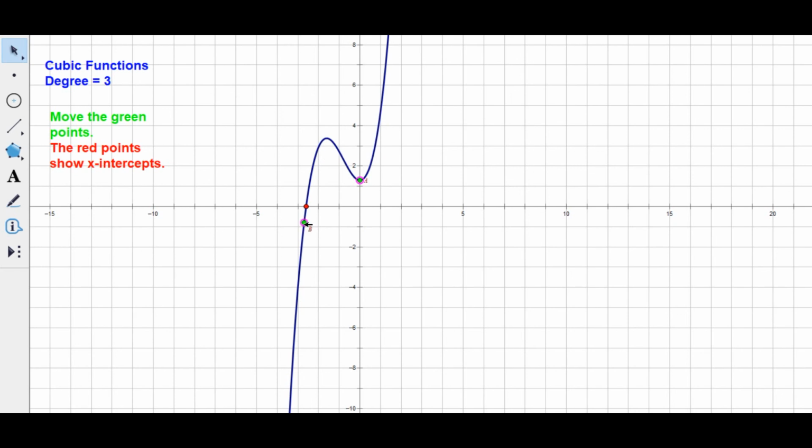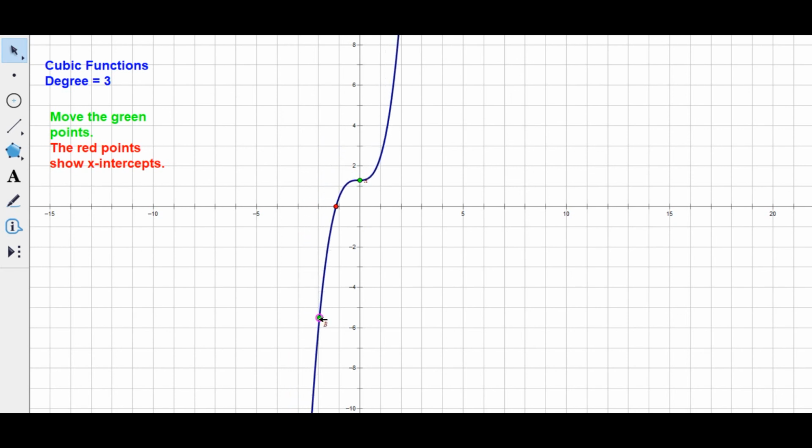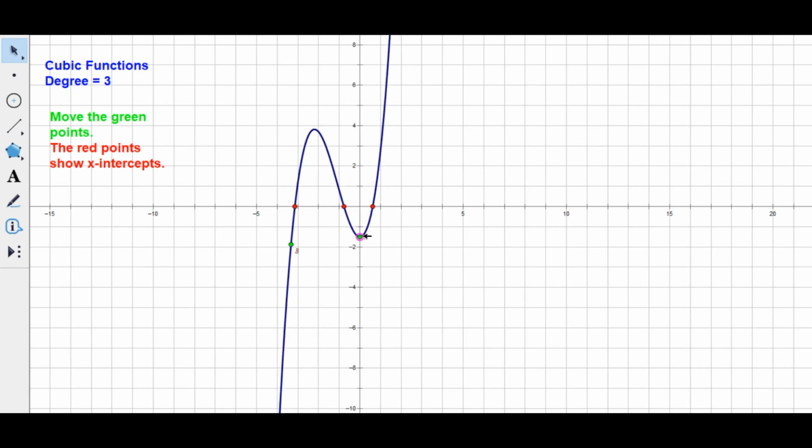So I can change this a little bit. I can change the graph so I have no extrema. This would be constantly increasing, or I can change this so I have 2 extrema. Because my graph is going from negative infinity to positive infinity, if I have 1 extrema, I have to have 2 so that I can change directions again. So here I have at most 3 x-intercepts, and also at most 2 extrema. So I can either have 2 extrema or 0 extrema. I can't have 1 extrema here because then I would not be able to change direction again.